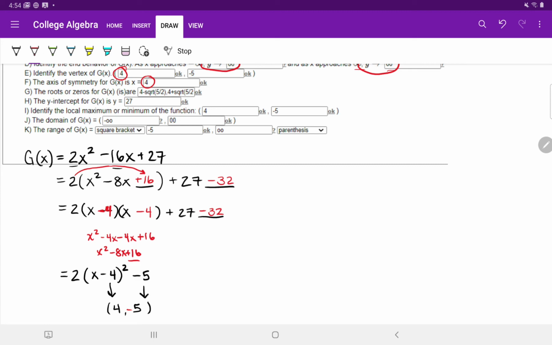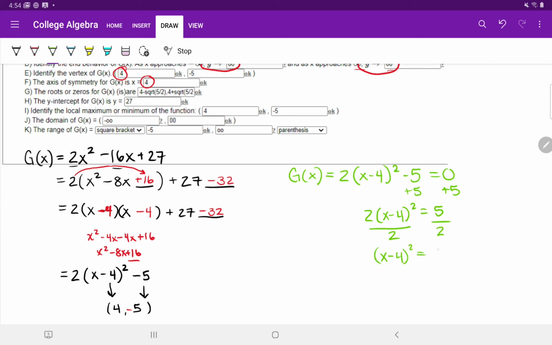And then we want to find the roots or zeros of the function. So that's going to require us taking our function, g of x, and I'm going to leave it in standard form, setting it equal to 0 and solving for x. So let's add 5 to both sides. Divide both sides by 2. The 5/2 doesn't simplify.